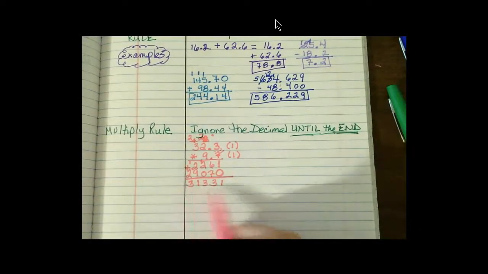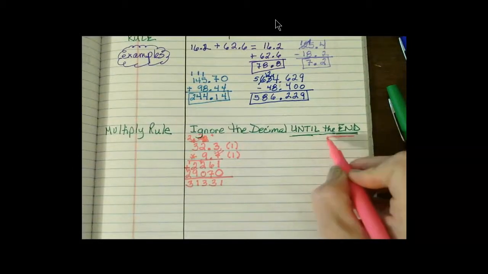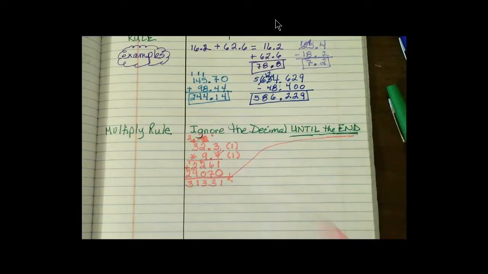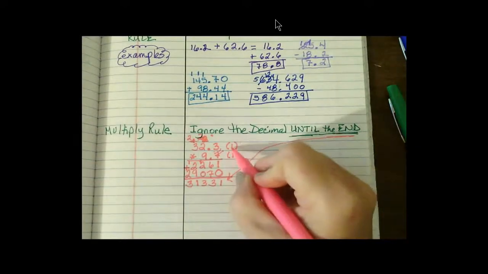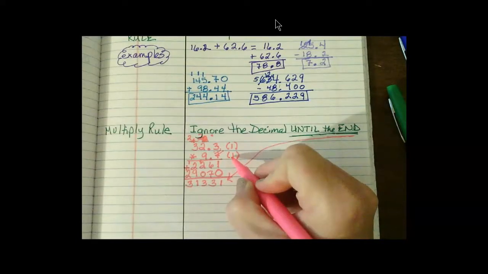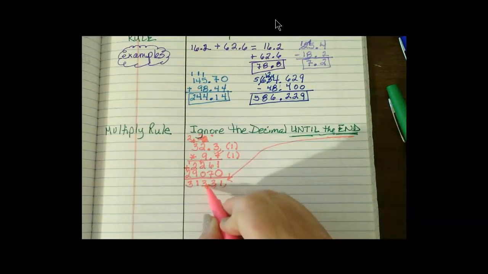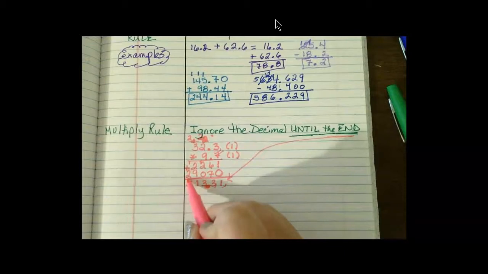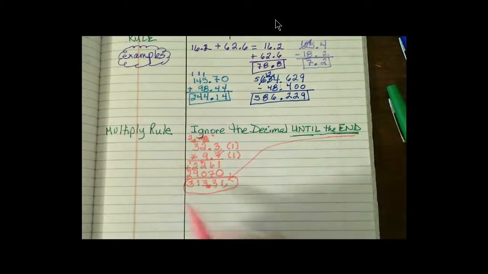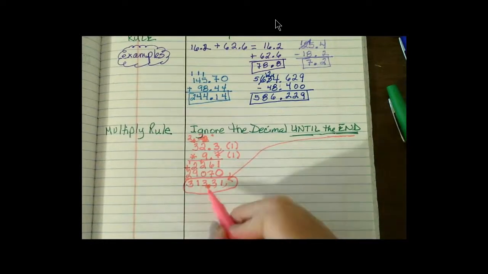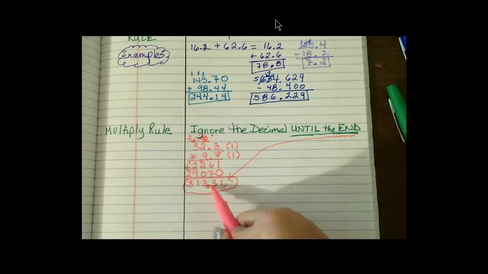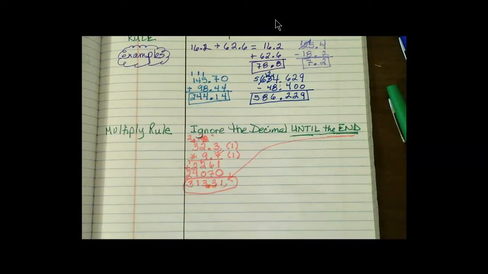Now, I've got all my multiplication done. Now is the end. So now I'm going to put my decimals in. I've got 1 decimal place here and 1 decimal place here. So that's 2 decimal places. So I need to move over 2 numbers. My decimal goes right there. And there's my final answer: 313 and 31 100ths. All right? You will practice more in class. I promise. Let's try one more.